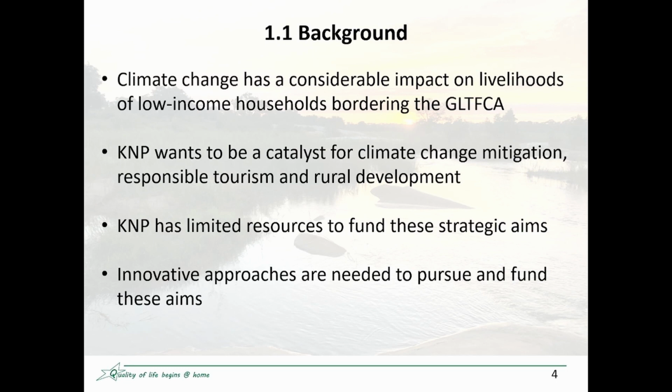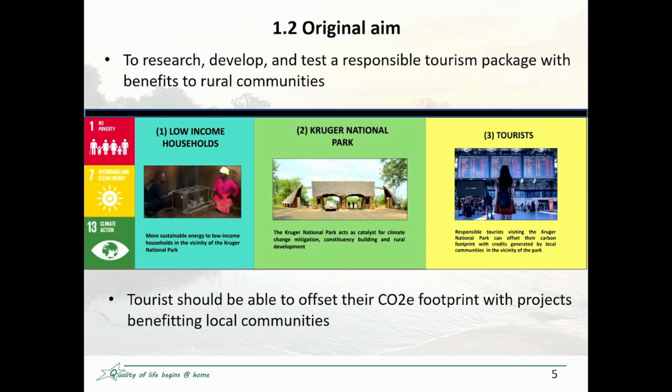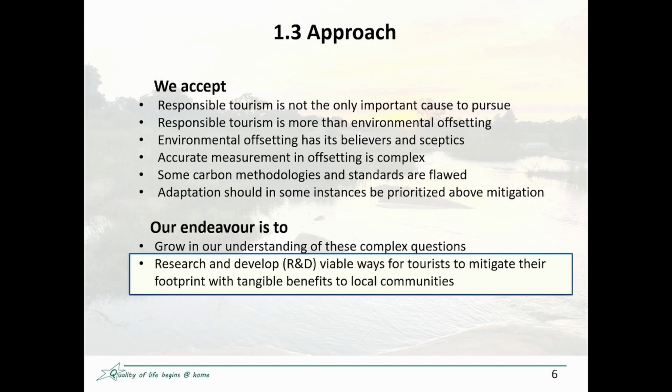Climate change has a considerable impact on livelihoods in low-income households bordering the Greater Limpopo Transfrontier Conservation Area. The Kruger Park wants to be a catalyst for climate change mitigation, responsible tourism, and rural development, but the Kruger Park has limited resources to fund these strategic aims. So therefore, innovative approaches are needed to pursue and to fund these aims. So against this background, we started off researching, developing, and testing a responsible tourism package with benefits to rural communities. One of the first things we thought we want to do is it should practically be possible for a tourist to offset their carbon equivalent footprint with projects benefiting local communities in the vicinity of the park.